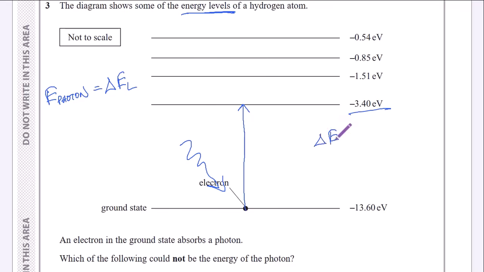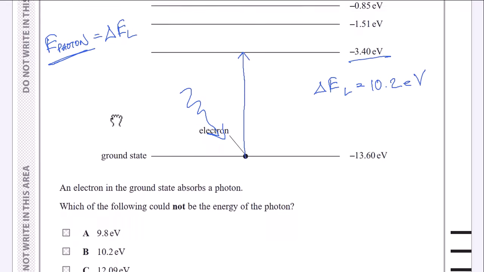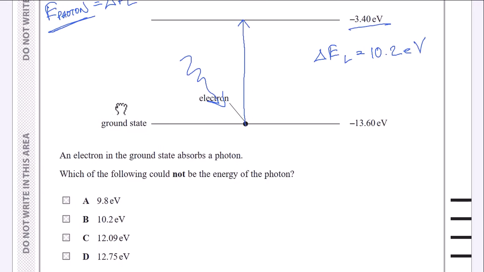So the energy difference equals 10.2, and that's exactly the amount of energy that the photon must bring with it. Because energy levels are discrete, only certain energy level transitions are possible. The question says, which of the following could not be the energy of the photon? So guys, the minimum amount of energy to jump to this level, because this is the smallest energy level difference, is 10.2. So anything less than 10.2 is not going to work. So answer is 9.8.